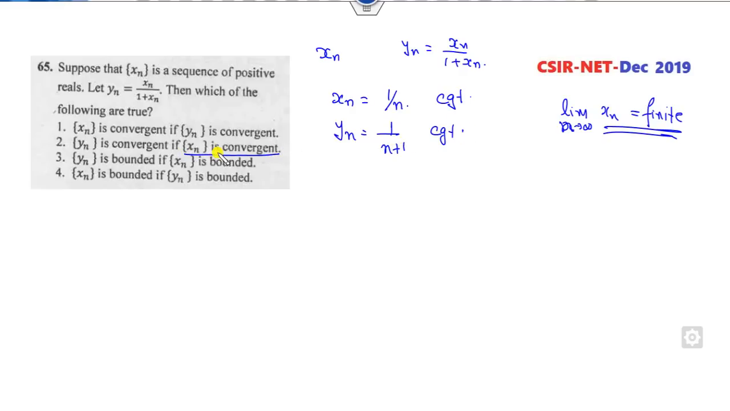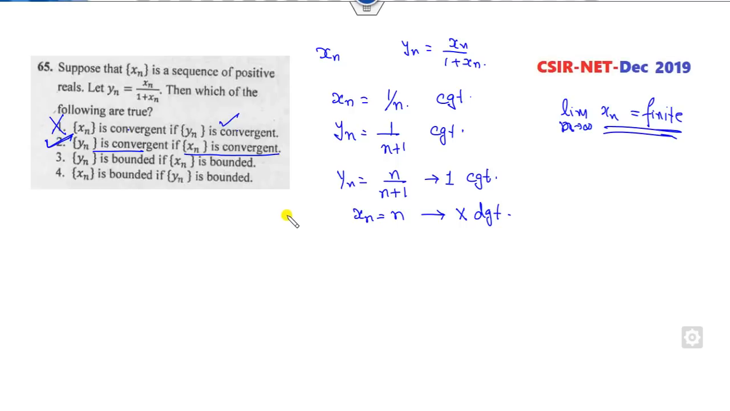If xn is convergent, yn is convergent. Fine. Now, if yn is convergent, is xn convergent? If I take yn as n over n plus 1, what is the limit? 1, so it's convergent. Corresponding to this, what is my xn? This is n. Is it convergent? No, the sequence is divergent because the limit is infinite. So 'if yn is convergent, xn is convergent' is the wrong option.